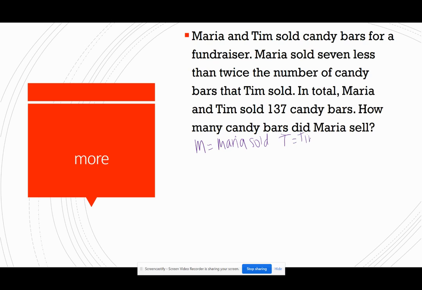T is the amount Tim sold. So in total, they both sold 137 together. So M plus T equals 137. Together, they sold 137. But Maria sold 7 less than twice the number that Tim sold. So we know that 7 less than 2 times means 2 times t minus 7. And that's the amount that Maria sold.